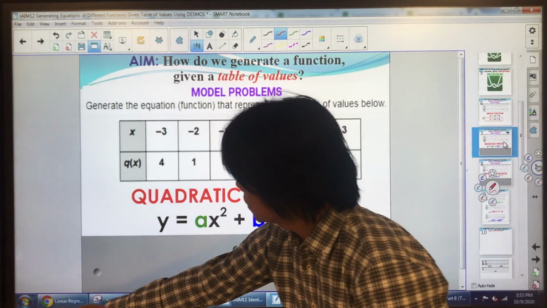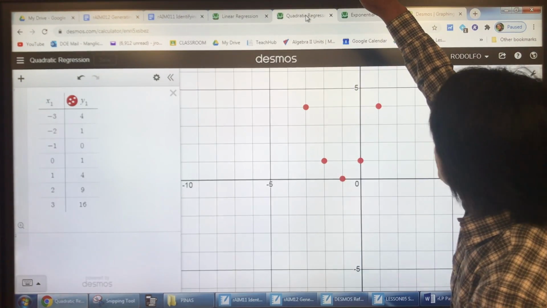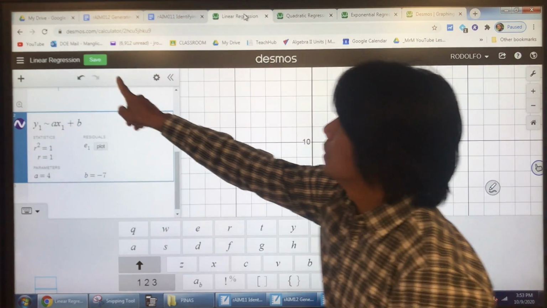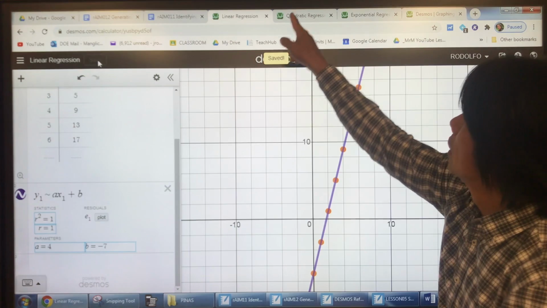Now let's go to our Desmos. By the way, you need to save your work, your linear function. Now quadratic.